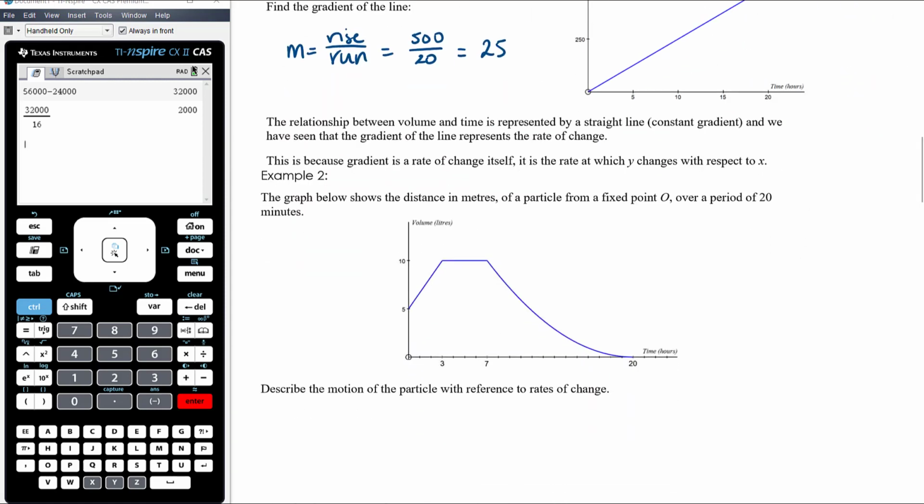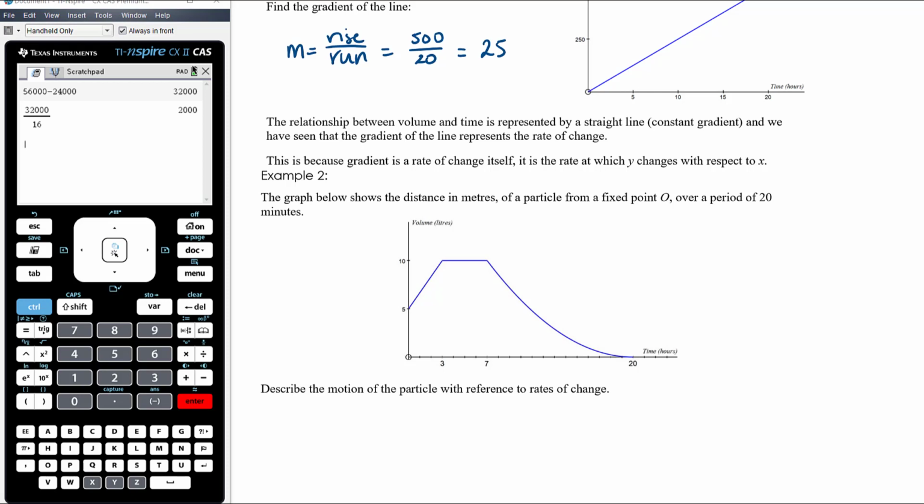So let's have a look at a second example. Sorry, they've sort of run together there. The graph below shows the distance in meters of a particle from a fixed point O over a period of 20 minutes. Describe the motion of the particle with reference to rates of change. Okay, so making that connection that rate of change is about gradient, that if we have constant gradient, we have a straight line, and therefore we have constant rate of change and all those sorts of things.